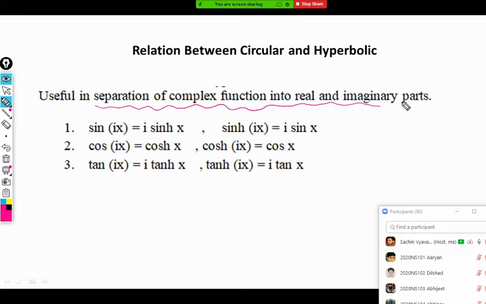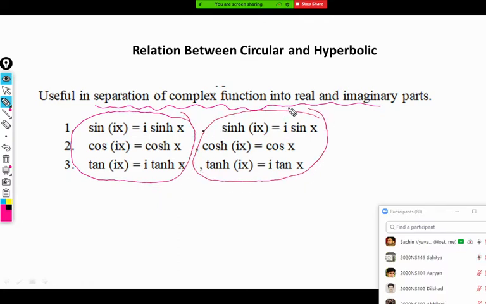So we have here sine of ix is equal to i times sine hyperbolic x. Cos of ix is cos hyperbolic x. Tan of ix is i times tan hyperbolic x. Can you tell me, it is similar to some result? What is that result? There is one. So that -1. Correct. Very good. It is just like odd and even functions.